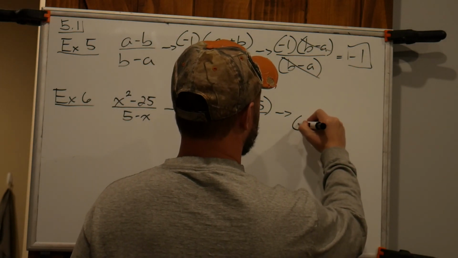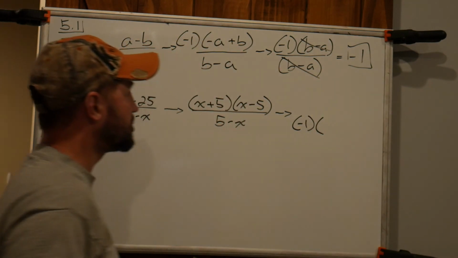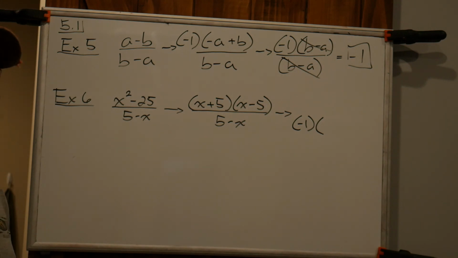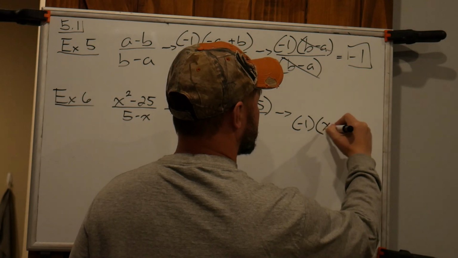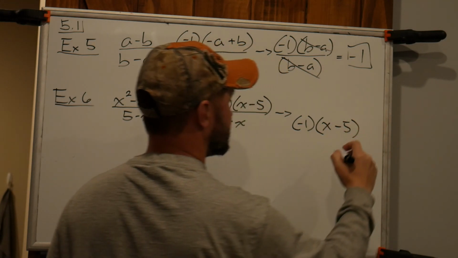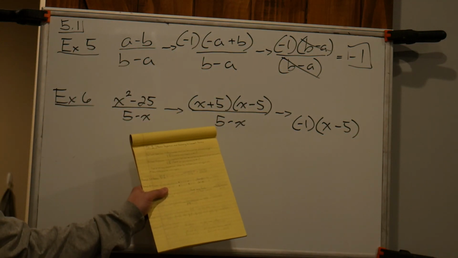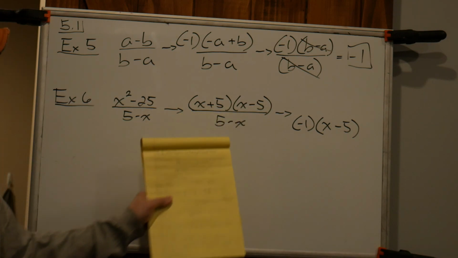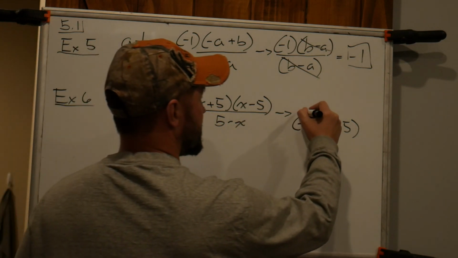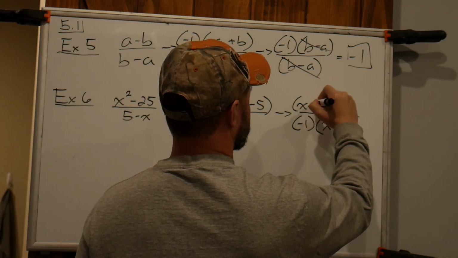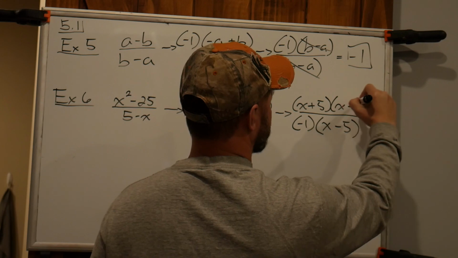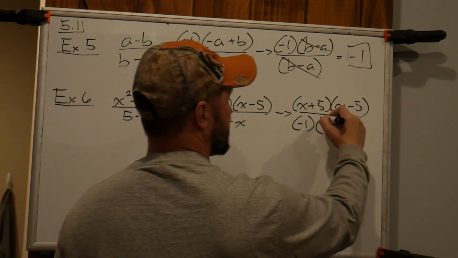So I'm just going to make it the same. What I am going to do is factor out a -1. I'm going to rewrite this in one step. I factor out a -1, that means I would be left with a positive x and a -5. So I factored out a -1 in the bottom, and then I just moved it to put my x first. Then on the top, I still have my x plus 5, x minus 5. Now I see what happens.